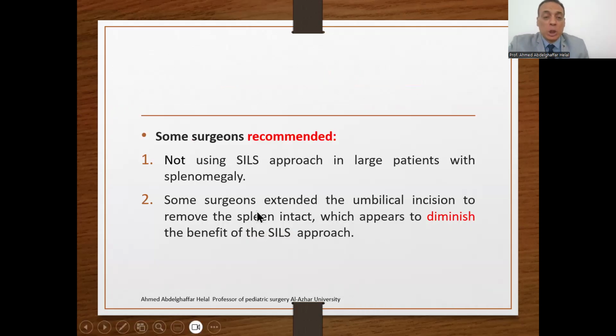Some surgeons recommend not using single incisions in large patients with splenomegaly because the procedure will be difficult and take a longer time. Some surgeons may extend the umbilical incision at the end to remove the spleen intact, and this will diminish the benefit of the single incision laparoscopic approach. Why perform a single incision and then extend the incision? Some pediatric surgeons perform laparoscopic splenectomy and then remove the spleen through a large incision. So what are the benefits of laparoscopy if you make a long incision to extract the spleen?